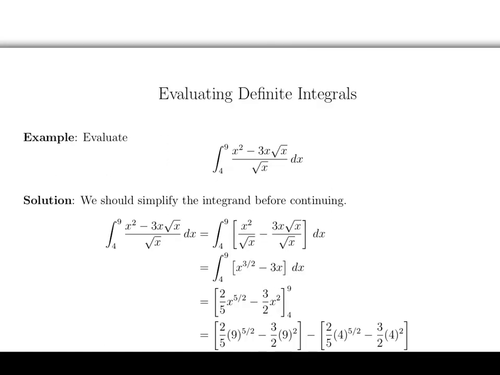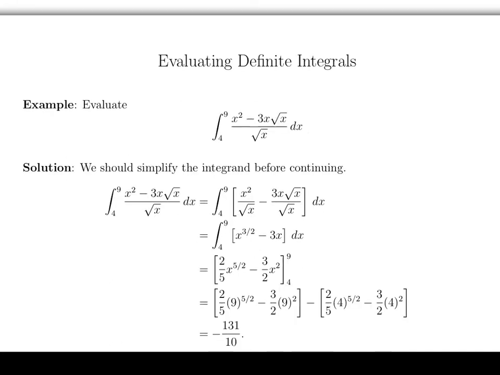So if we plug in the lower and upper limits into this antiderivative and subtract, we get this big mess here. And this, again, falls under the no simplification policy. On an exam, no problem, just leave it like this. No need to go on. I went ahead and plugged everything into a calculator and got negative 131 over 10.